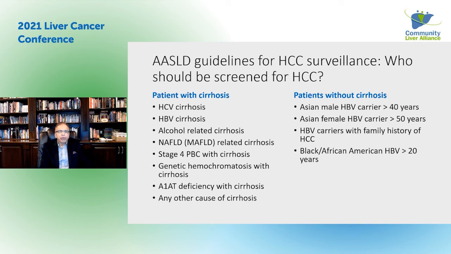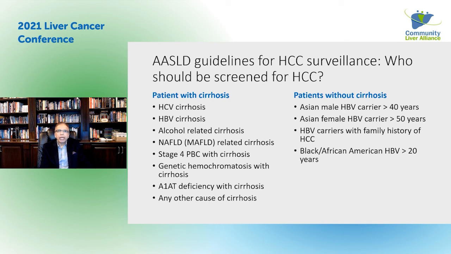So in view of those findings, here are the AASLD guidelines for HCC surveillance. Who should be screened for HCC? Patients with cirrhosis need to be screened and should undergo surveillance for HCC. And there are a number of groups. Cirrhosis may be from hepatitis C, B, alcohol, NASH, primary biliary cirrhosis, hemochromatosis, and alpha-1 antitrypsin deficiency, or any other cause of cirrhosis. All those patients need to undergo surveillance for HCC.